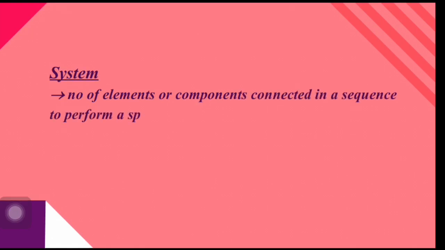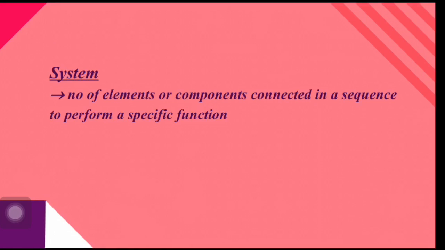System. Hope you are all familiar with this word. We use different types of systems in our daily life. Now, who can tell me a definition for this system? Alright, when a number of elements or components are connected in a sequence to perform a specific function, that collection or group is known as a system. And when an input or excitation is applied to this system, it produces an output or response.